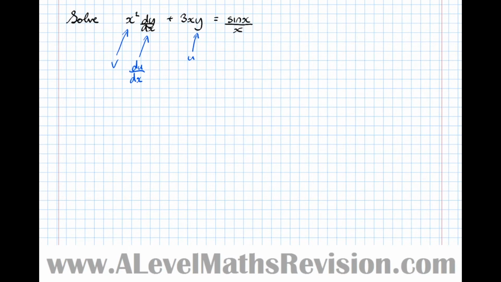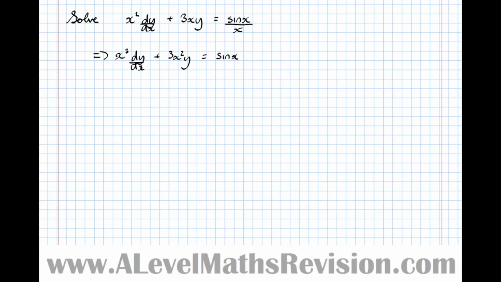So if we differentiate v, i.e. x squared, we get 2x, not 3x. So the left-hand side in this case isn't of the form of the product rule. So let's get rid of those. But notice, if we times both sides by x, we get x cubed dy by dx plus 3x squared y equals sin x.